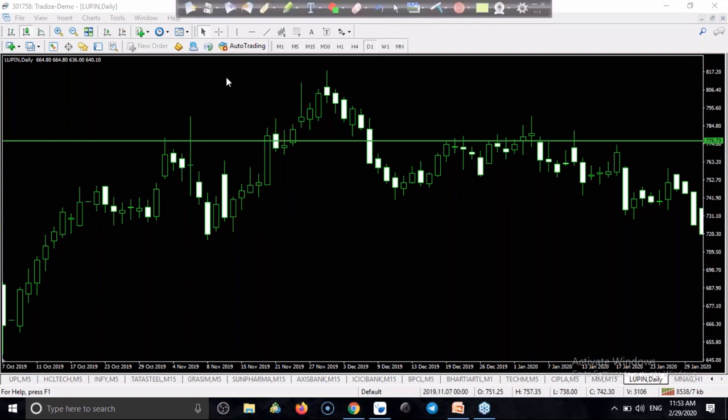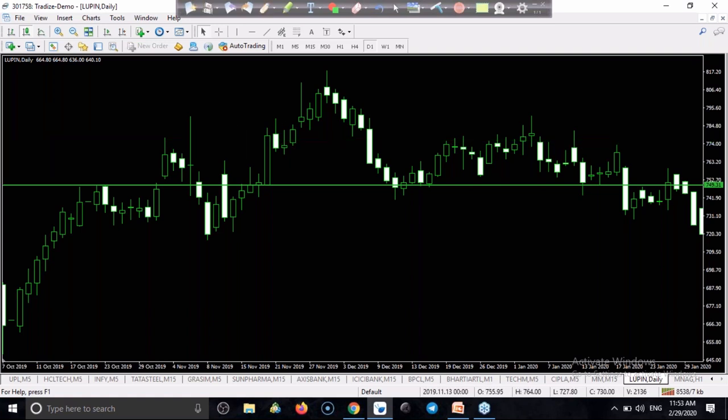Suppose we have seen there was a resistance line, another resistance line. We have seen there was multiple rejection. So let me remove this area. Here I can see that was a previous rejection point, and the support like that there.